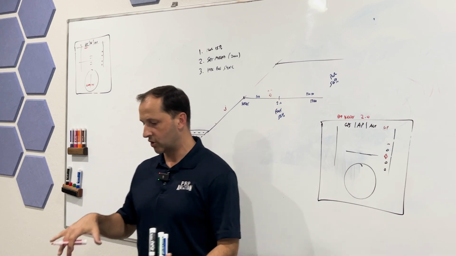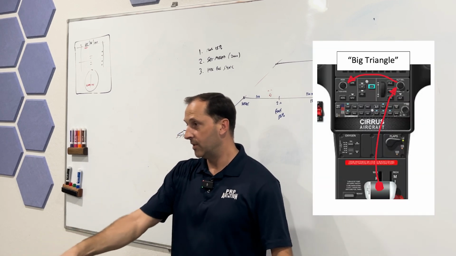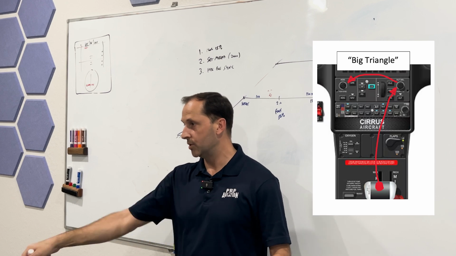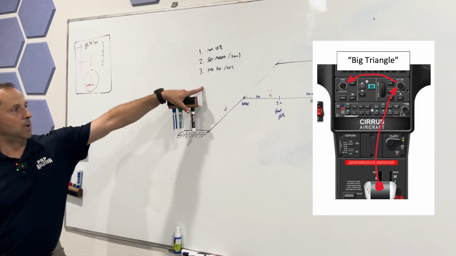If you think about it, it's a triangle. Power comes back, my hand comes up to the altitude knob, and then to the heading. Boom, sync the heading. So boom, it's 1, 2, 3. It's kind of big triangles, is what I call it. Then we're just driving down.